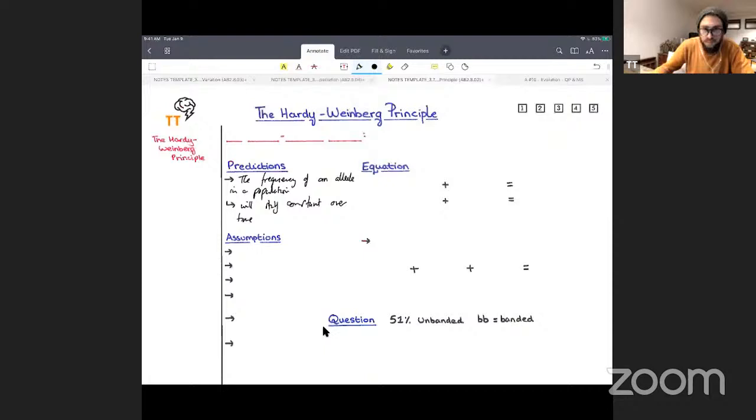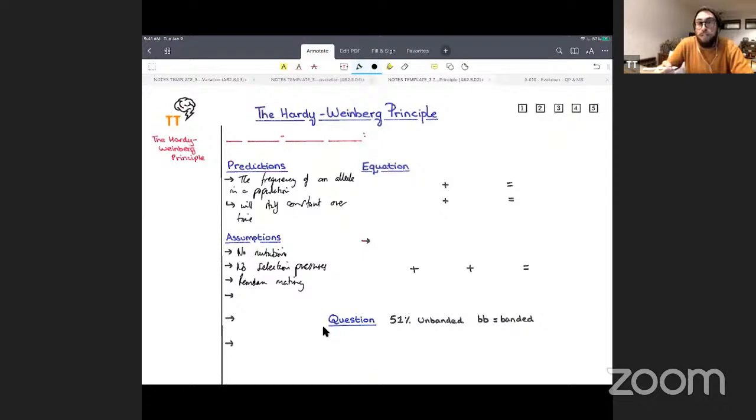The assumptions of the Hardy-Weinberg, what does it assume therefore? It assumes that there's no mutations happening. It's going to assume there's no selection pressures, that one phenotype isn't more likely to survive and reproduce than the others. That there's random mating. That males don't choose females or females don't choose males because of a particular trait. That would be sexual selection, actually.